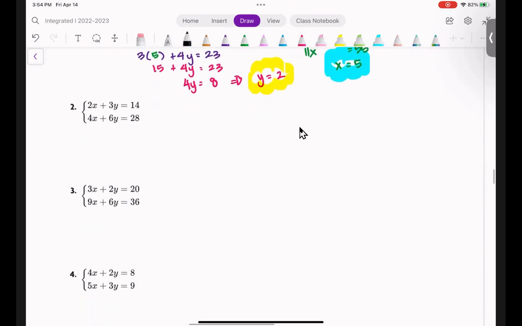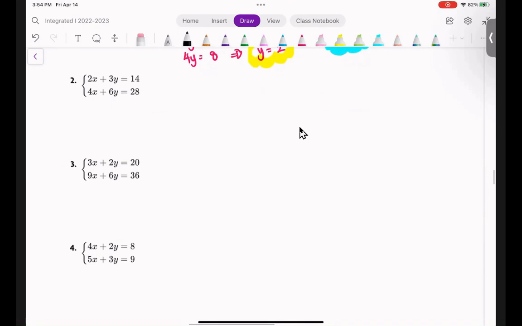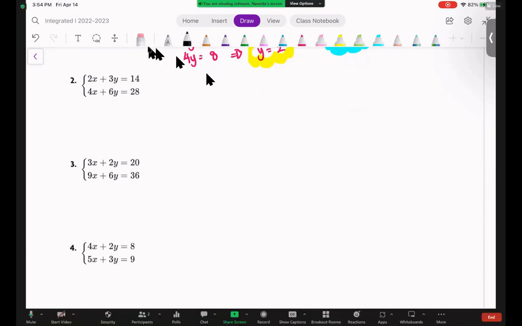All right, so second problem. Again, they wanted you to come up with a scenario of this, and maybe it's like 2 cat toys plus 3 dog toys equals $14, and 4 cat toys plus 6 dog toys equals $28. And now they want us to use this.